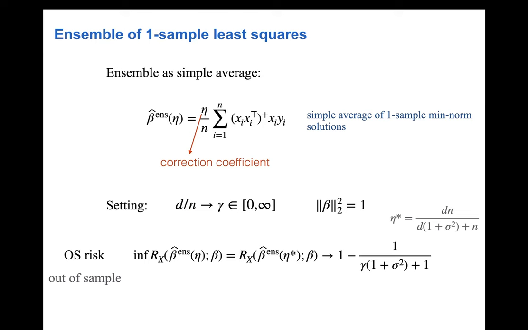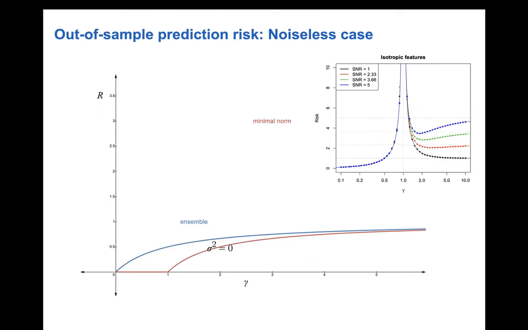It is not exactly this form, but it is 1 minus 1 over gamma times 1 plus sigma squared plus 1. By directly looking at this, we have two conclusions. The first conclusion is that if my gamma goes to zero, then this risk also goes to zero. So I have consistency in the classical asymptotic regime, which means, for example, if I fix my dimensionality D and send my sample size to infinity, I still have consistency. Another direct consequence is that this out of sample prediction risk is always bounded, because it's 1 minus something.